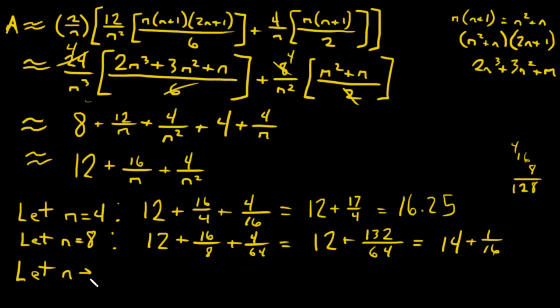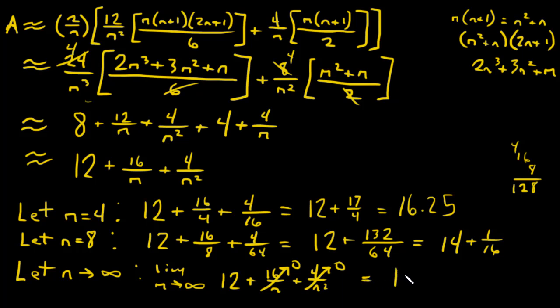So now let n approach infinity. Well, that's going to be the limit as n goes to infinity of 12 plus 16 over n plus 4 over n squared. 16 over n goes to 0. 4 over n squared goes to 0. What is the actual limit? 12. There you have it. That is what we believe to be the actual area. It is the actual area. I verified it. So, not too bad.